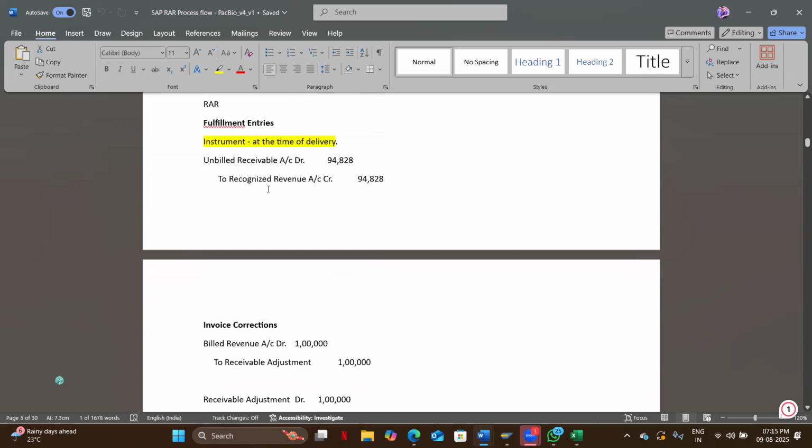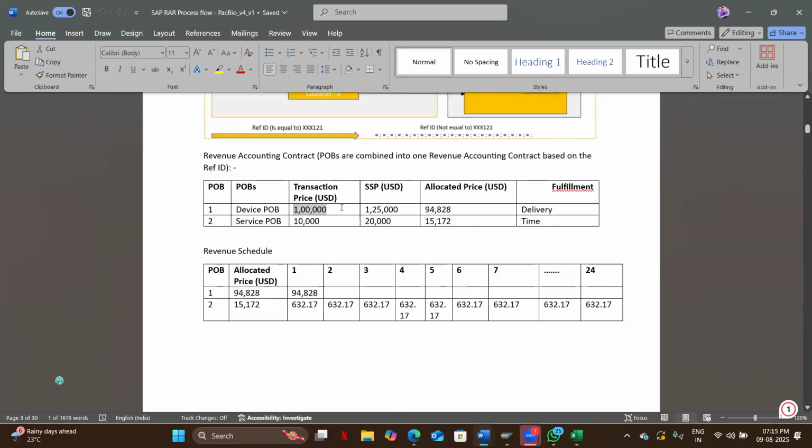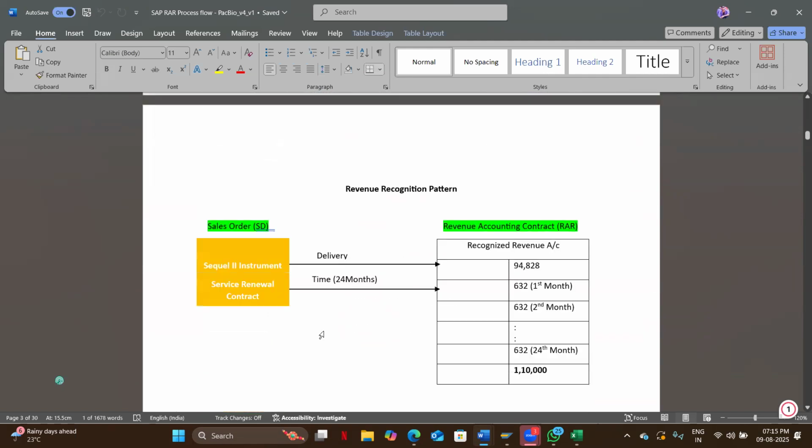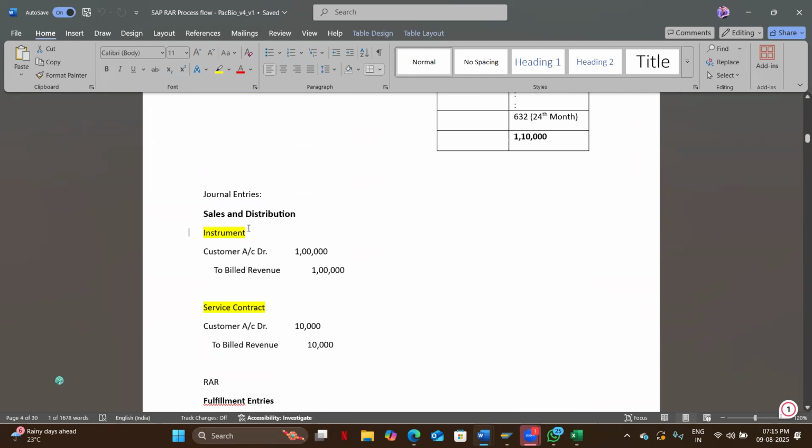Yes, in that case, the revenue will be debited but now it will be credited. Fine. So basically here you can see the transaction price. Whatever the transaction price is, that amount they need to pay to the company. They will pay on contract or after contract.